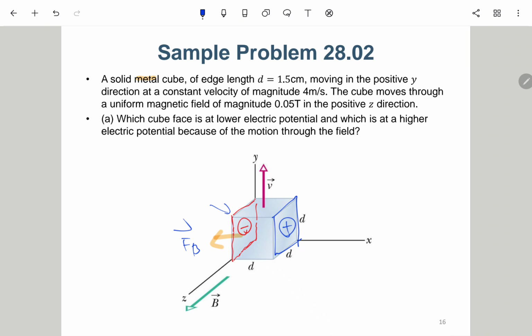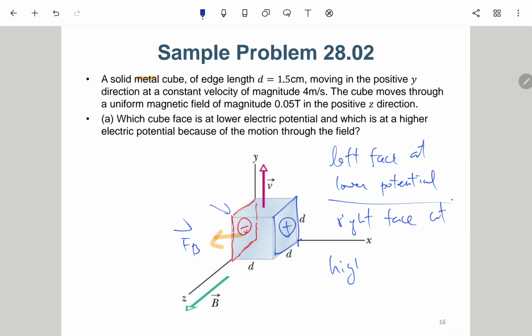So this is really simple. Okay, so this already answers the first question. Which cube face is at lower electric potential? So the left face is at lower potential, and then the right face is at higher potential. Okay, so this is easy to determine.